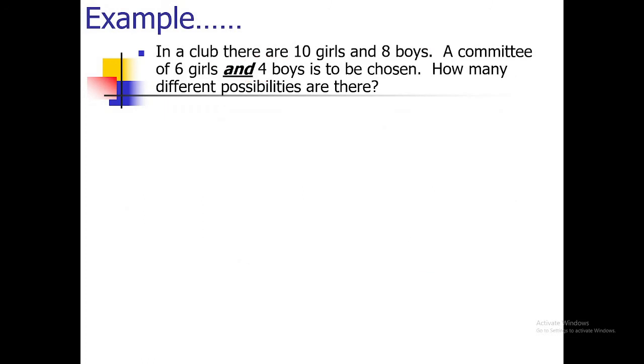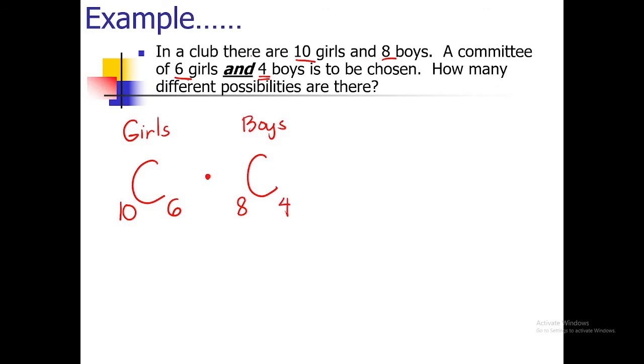In a club, there are 10 girls and 8 boys. A committee of 6 girls and 4 boys is to be chosen. So let's start with the girls first. How many girls are there in all? 10. And how many girls is to be chosen? 6. So kining 10 ug ang 6 i-partner for the girls. Let's have the boys. Combination of how many boys? 8. And how many boys are to be chosen? 4. Okay. Use your calculator, please.